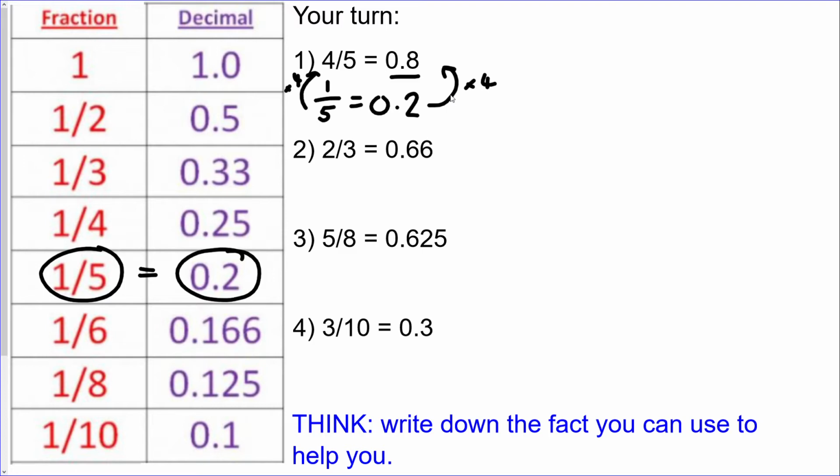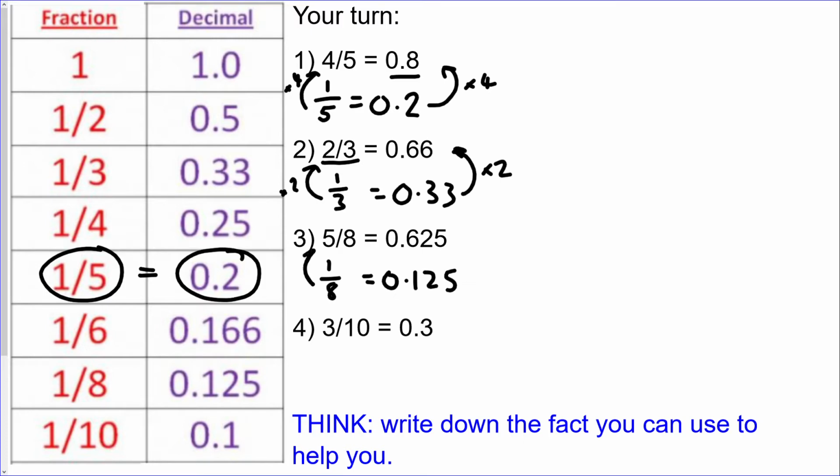Let's look at 2/3. Is there a fraction in the column that has the same denominator? Yes, there is. 1/3. I know 1/3 is equal to 0.33. To get from 1/3 to 2/3, I multiply by 2. So to get from 0.33, I have to also multiply by 2. That works again. We can use the fact here, 1/8 is equal to 0.125. And therefore, when we times by 5, we know we get to 0.625.